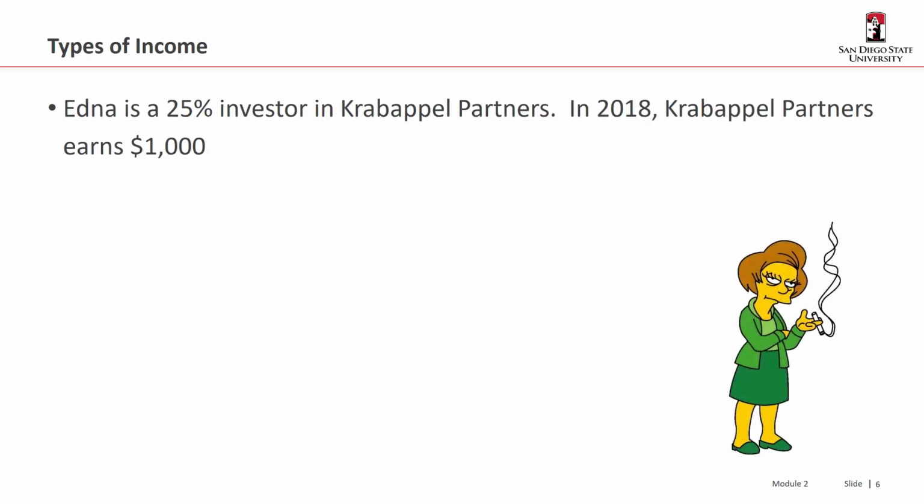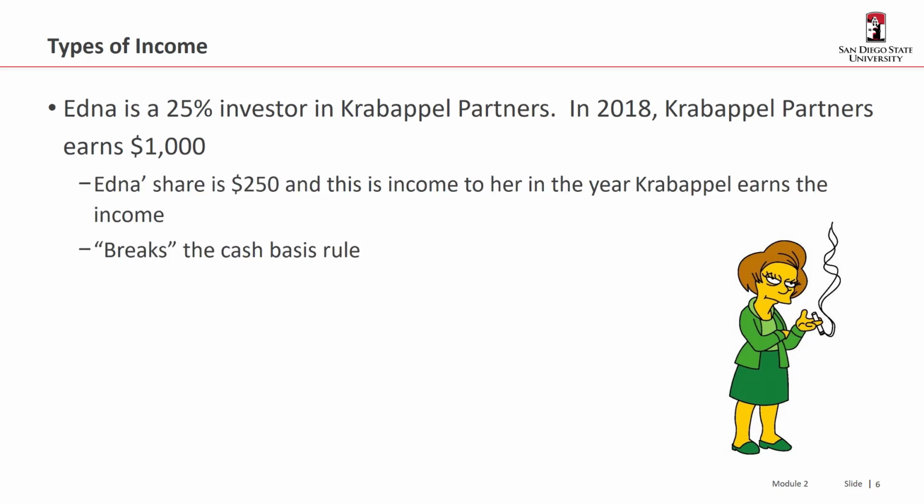So Edna is a 25% investor in Crabapple Partners. In 2018, Crabapple Partners earns $1,000. Okay, so Crabapple Partners is a partnership. It's a flow-through entity. Edna's share as a 25% investor is $250. And that income flows through directly to Edna in 2018 when the partnership earns the money. So in a way, this breaks this cash basis rule that we were used to. Remember, we talked about how a cash basis taxpayer has to constructively receive the income. Well, from a flow-through entity, that simply isn't true.